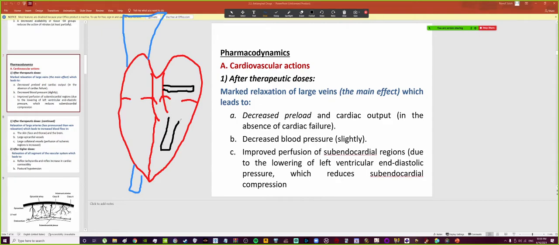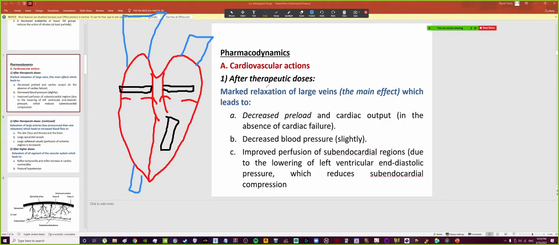Here's the left anterior descending artery. Here's the coronary artery. Okay. So let's go ahead and look at what happens. Let's see what the nitrate does once we take it and it causes relaxation.